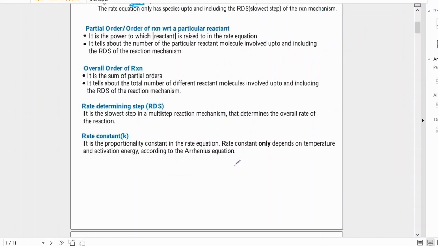One really important distinction to make is that rate of reaction depends on a number of factors. Rate of reaction could depend on the pressure of a gaseous reaction. If you increase the pressure, collision frequency will increase. So rate of reaction will also depend on volume. Rate of reaction depends on concentration of reactants. Rate of reaction depends on a lot of things. But rate constant only depends on temperature and activation energy. Only these two things, as governed by the Arrhenius equation.